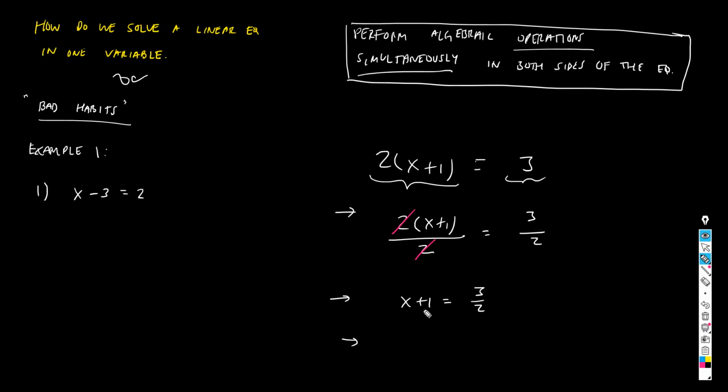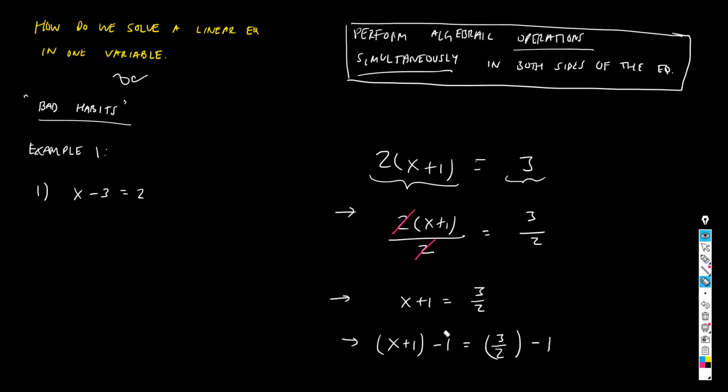And then what can I do to isolate x, or to solve for x? Well, I'm not gonna pass the plus 1 to the other side. I will not pass it. What I need to do is, if I want to get rid of this plus 1 on the left side, what I do is I subtract 1 from both sides of the equation. You see? That's what I'm doing.